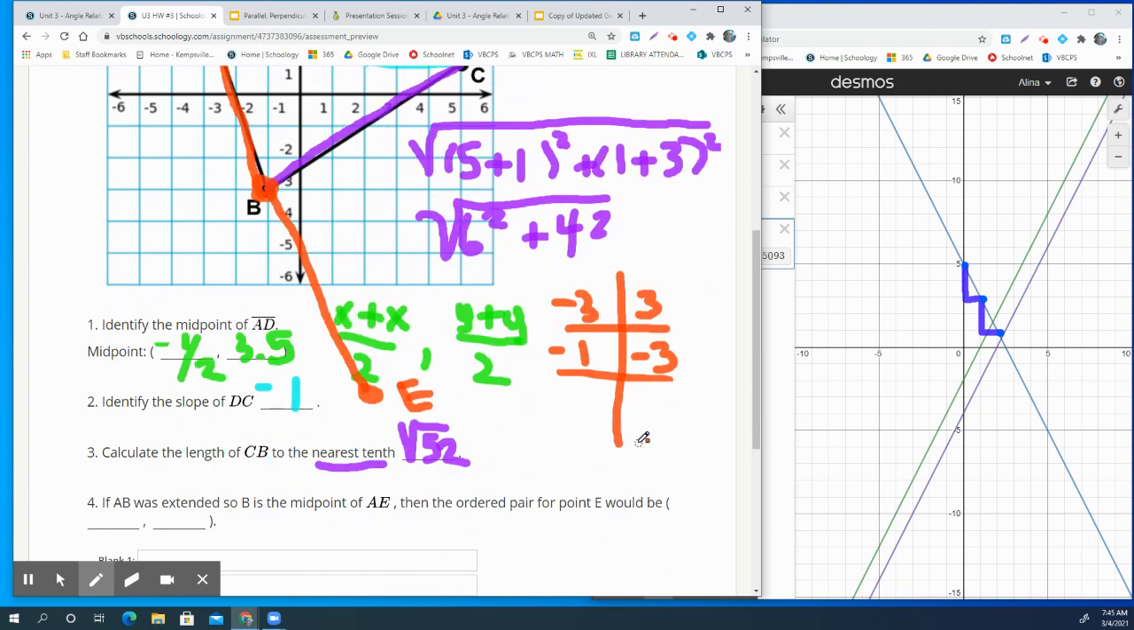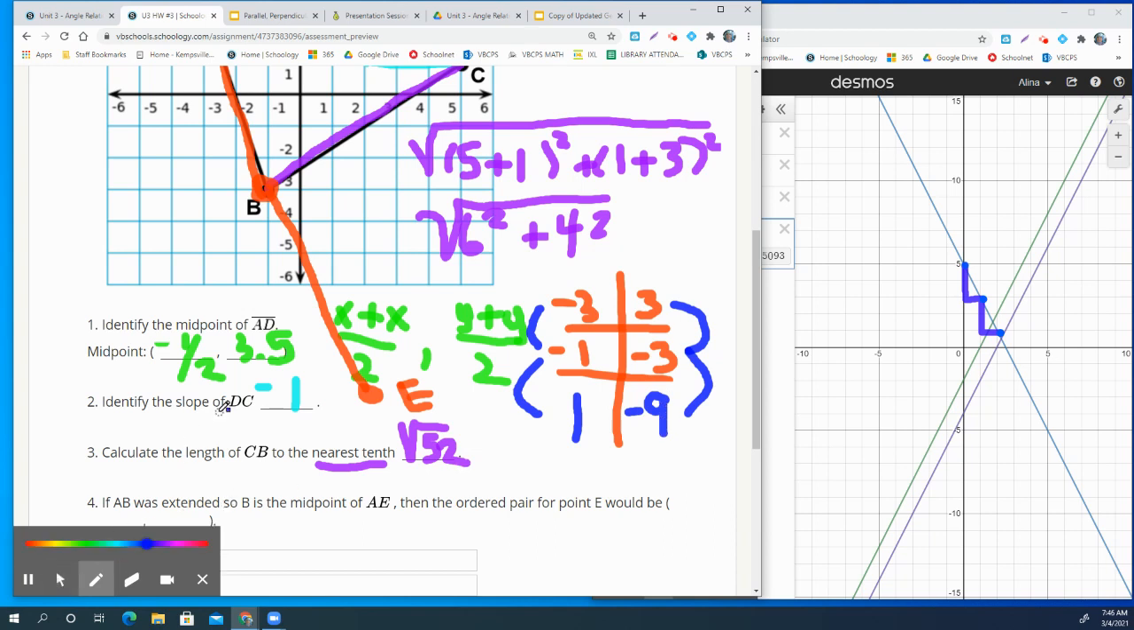And then we've got to figure out what the pattern is. So what's our pattern? How do I go from -3 to -1? +2. So I have +2 more. And what do I get? And then how do I go from 3 to -3? -6. And if I -6 more, where do I end up? -9? Okay.